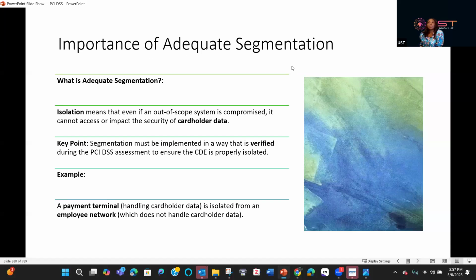So, the importance of adequate segmentation. One, isolation means that even if an out-of-scope system is compromised, it cannot access or impact the security of cardholder data. It reduces the security risk, and that's one of the things we've covered already. A key point here: segmentation must be implemented in a way that is verified. You don't just say, I know what, I have segmentation in place. It has to be verified during the PCI DSS assessment to ensure that the CDE is properly isolated. For example, a payment terminal handling cardholder data is isolated from an employee network, which does not handle cardholder data. That is very clear, right?